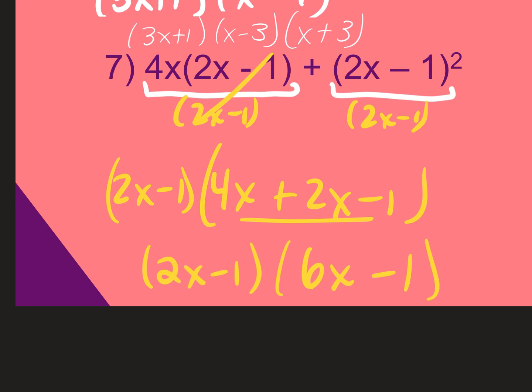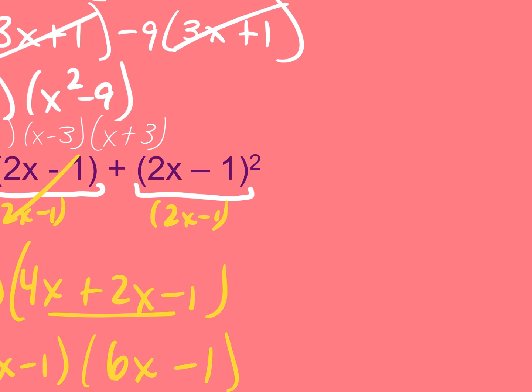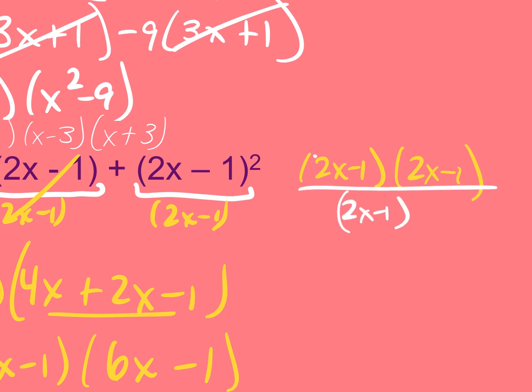Where did you get the 2x from in the second parentheses? Okay, so this term, do you agree with me, Hannah, would be 2x minus 1 times 2x minus 1, because there are 2 of them. So we just divided out one of them, so that one was still left there. Good question.